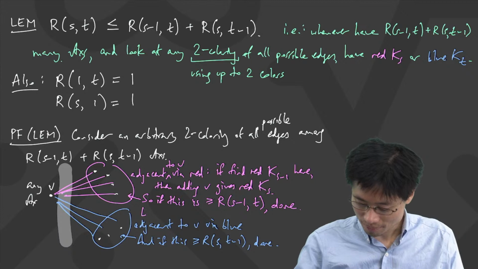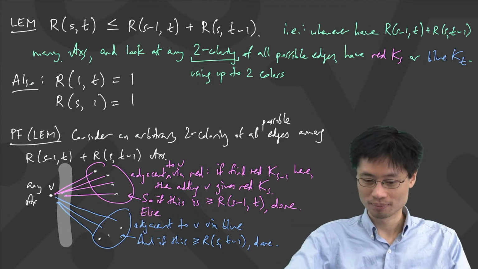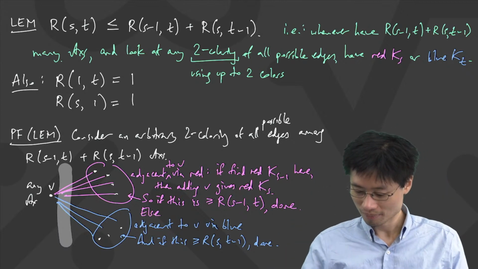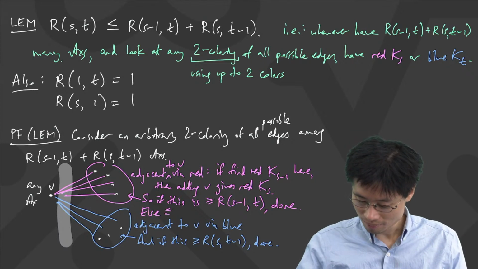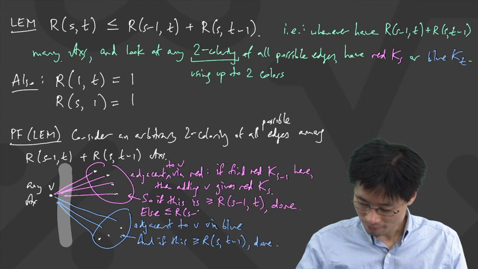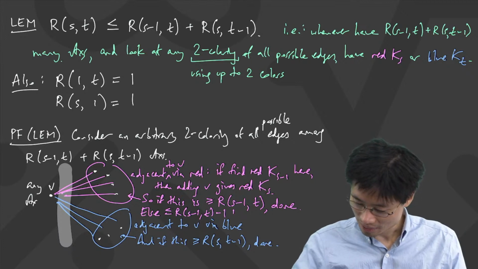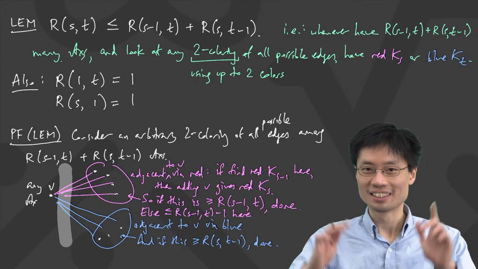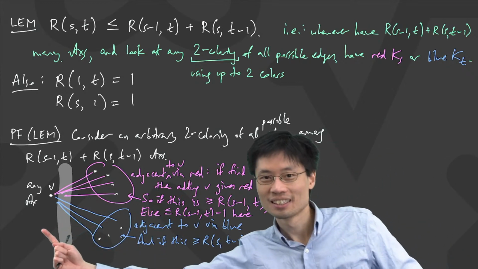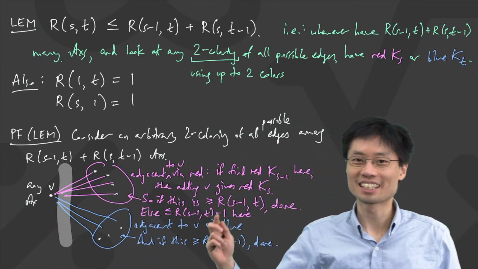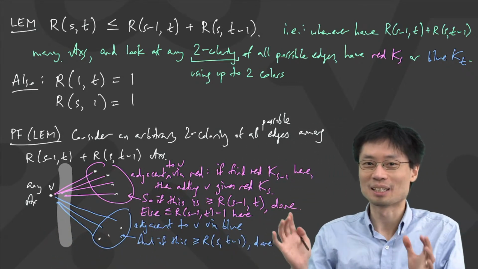Yeah, I was going to say, suppose neither of them were the right size, then there's at most R(s-1, t) minus 1 in the first one. Yes. R(s, t-1) minus 1 in the second one. And then you add the one vertex back and then you don't add it. Yes, that's the key. The key is that the minus ones are perfectly lined up to give you the proof.